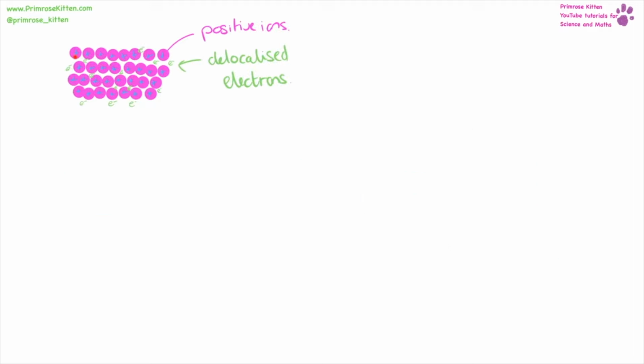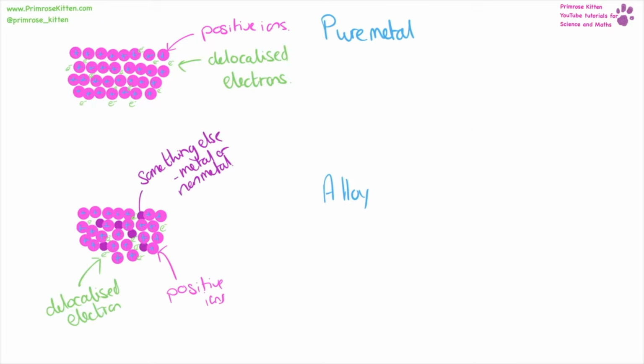Metals are made up of positive atoms in a sea of delocalized electrons, and these electrons being free to move is the reason that metal can conduct electricity, and why it's so good at conducting heat. An alloy looks slightly different to a metal. We still have our positive ions, we still have our delocalized electrons, but there's something else in there as well. This may be another metal it's alloyed with, or it may be something else like carbon that it's alloyed with.